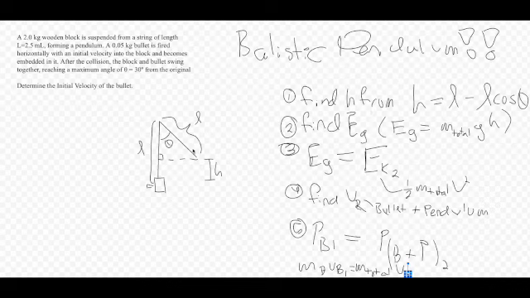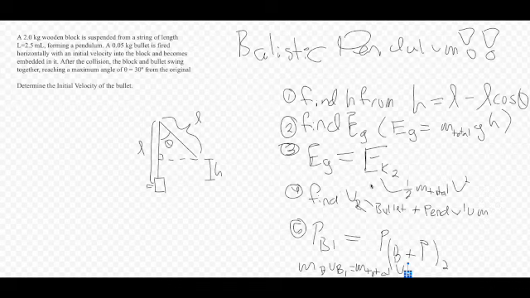gravitational energy, which is the mass, the total mass. So we must use the mass of both bullet plus pendulum, times gravity, which is 9.8, times height, which is going to be found. Then using that, we can assume that the gravitational energy here is equal to the kinetic energy, because in this one energy is transferred from all kinetic to gravitational.